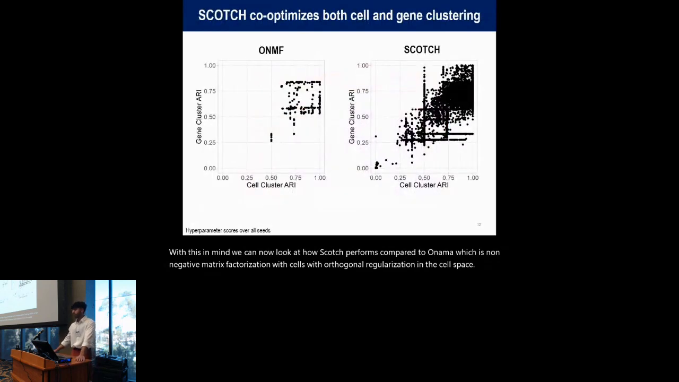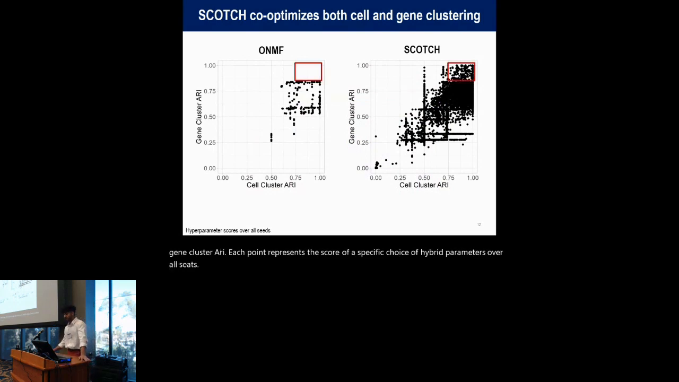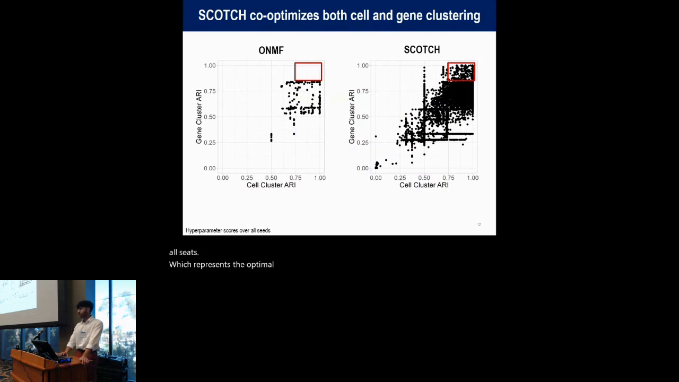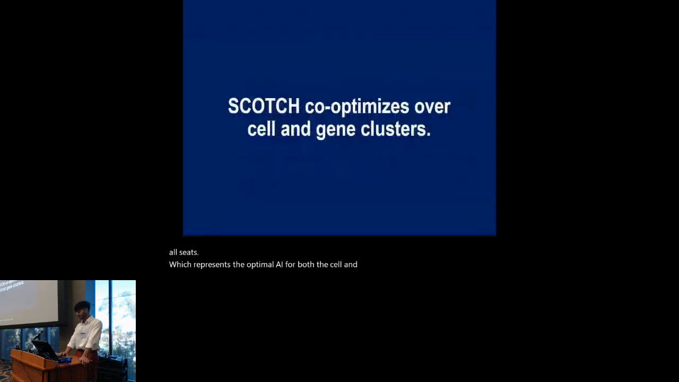To measure accuracy, we use adjusted RAND index, also known as ARI. ARI computes a score that tells us how similar predicted clusters are to the true clustering. A score of 1 indicates perfect prediction of the true clusters. The x-axis is the cell cluster ARI, whereas the y-axis is the gene cluster ARI. Each point represents the score of a specific choice of hyperparameters over all seeds. We can see that Scotch is able to outperform ONMF in this domain, which represents the optimal ARI for both the cell and gene clustering.